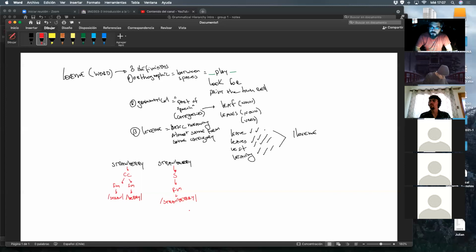¿Cuál diría yo que está correcto? La segunda. ¿Queda claro por qué o no? Por significado más que nada encuentro yo. Sí, porque como strawberry activa una idea en tu cabeza, eso quiere decir que es un lexema aparte de lo que los compone, ¿cachai? Eso diría yo.